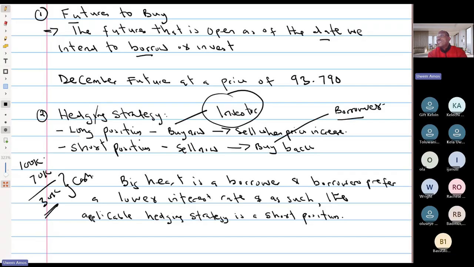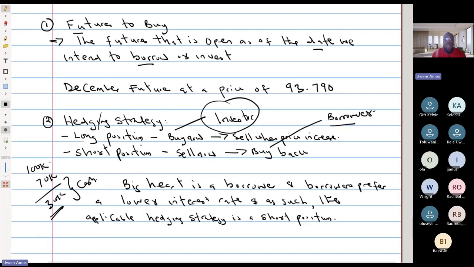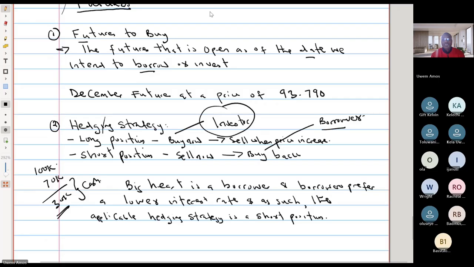And inflation is easy. An investor wants interest rate to keep going up, someone that buys and sells at a higher rate. So they take a long position. A borrower wants the interest rate to keep coming down, keep coming down. So they take a short position. That's the second thing. Free marks on those two steps.